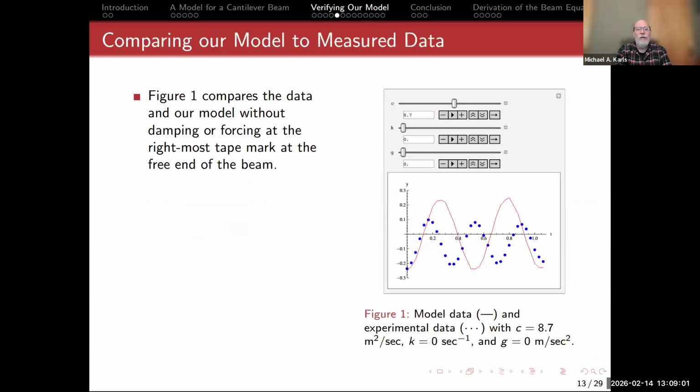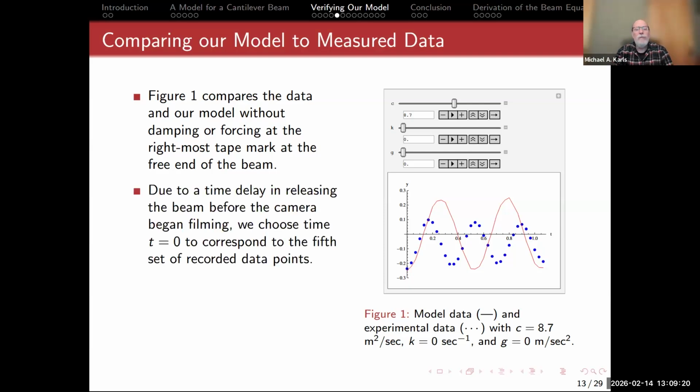And so here's a comparison of our data and our model without damping or forcing. The red curve is the model, and we're looking at the rightmost tape mark at the free end of the beam. And the blue dots, that's the measured data. It should be pretty clear that our model isn't really matching the data very well. Oh yeah, due to a time delay in releasing the beam before the camera began filming, we chose time t equals 0 to correspond to the fifth set of recorded data points. But regardless, it should be pretty clear that the model, the red curve, is not matching the data, which is the blue dots. So our choice of C isn't very good at this point.